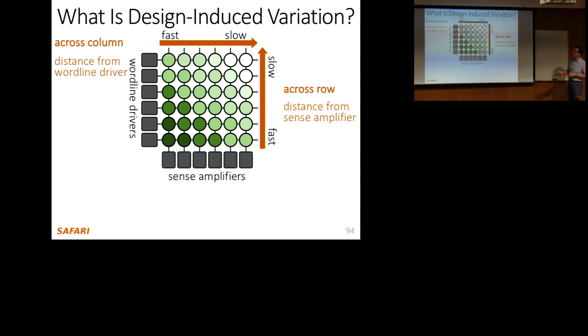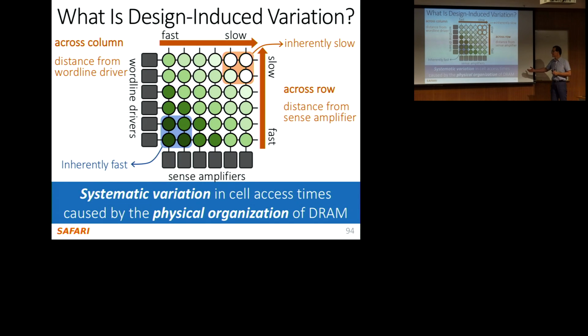If you're closer to the word line driver across the columns, you're faster because, intuitively, the word line activates you first. Whereas if you're farther away from the word line driver, you're naturally slower. So clearly, you have a natural latency variation within a subarray. There's an inherently fast region that's close to the sense amplifiers as well as the word line drivers, and an inherently slow region over here. This leads to a systematic variation in cell access times because of the physical organization of DRAM. And we wanted to exploit this.